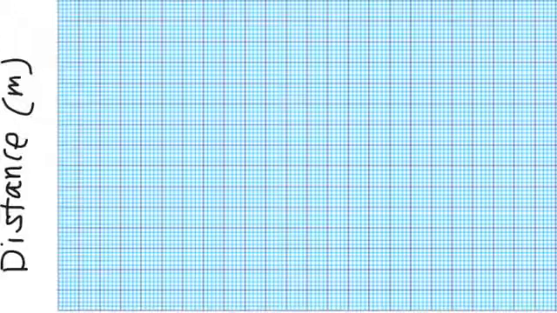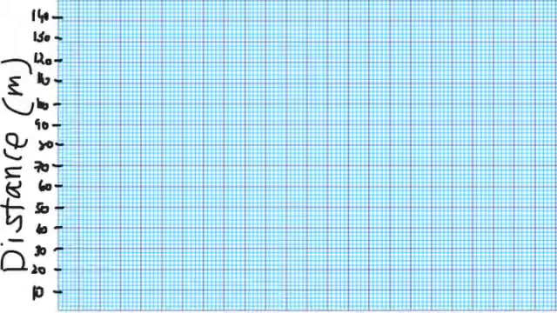The next step is to come up with an appropriate scale. Now, in the case of distance, I think I'll go up in tens. Now, the maximum distance that Bob walked was 120 metres, so always go above that. So I'm going to go up to about 140. Okay, so here's my scale.